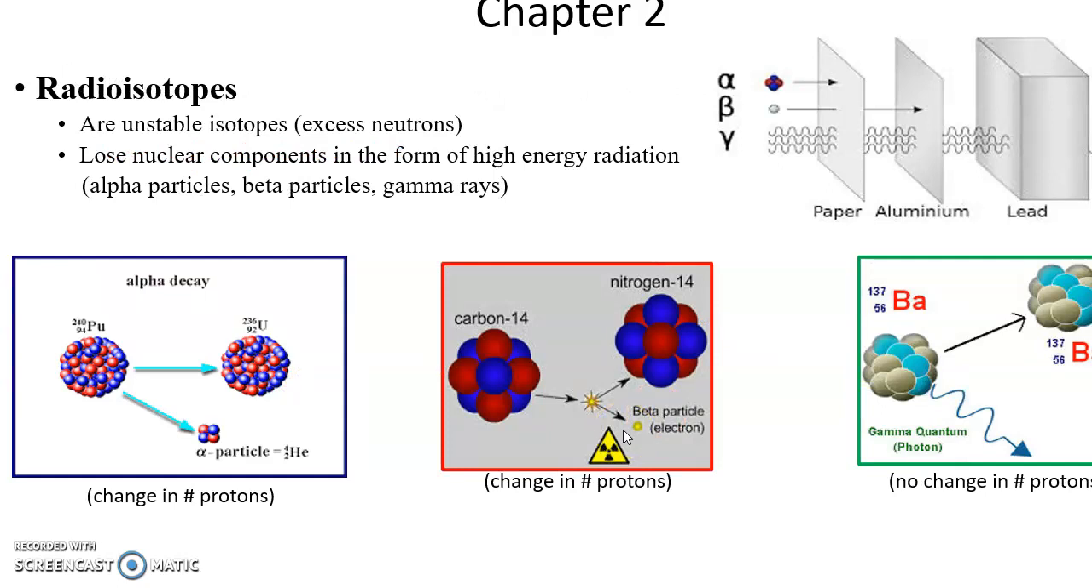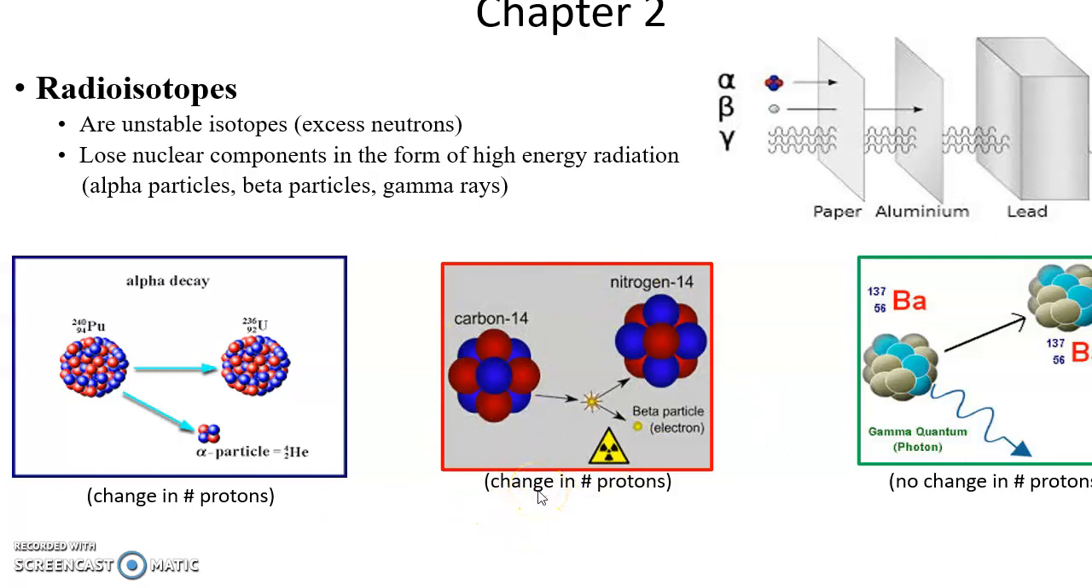Some isotopes are radioactive and unstable, so they're referred to as radioisotopes. They end up losing some nuclear components as they break down, and those lost components of the nucleus are what cause the radiation. So alpha decay, the nucleus of that element is going to lose an alpha particle, which is actually 2 protons and 2 neutrons. Very large particle, so it can be blocked by paper. So here's plutonium becoming uranium by losing 2 neutrons and 2 protons, an alpha particle.